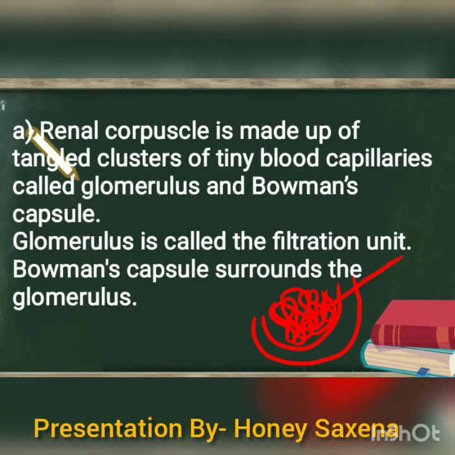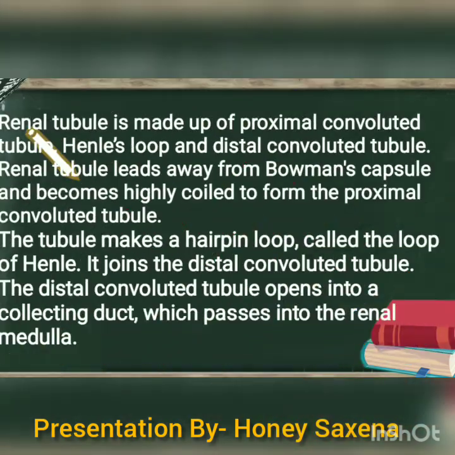So now we can understand it more clearly with the help of its theory. Renal corpuscle is made up of a tangled cluster of tiny blood capillaries called glomerulus, and Bowman's capsule. As you all can see, I have drawn it already here. These are tiny blood capillaries called glomerulus, and it is surrounded by a cup-shaped structure called Bowman's capsule. So glomerulus is the filtration unit, and Bowman's capsule surrounds the glomerulus.